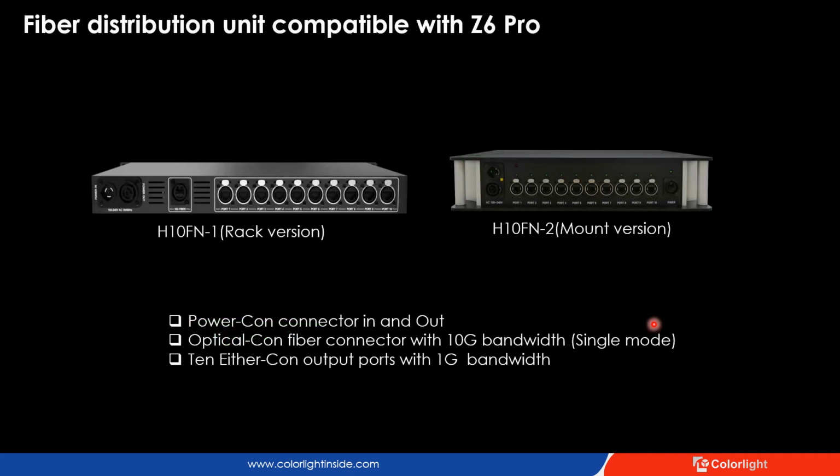The H10FN fiber distribution unit is the only fiber breakout model that is compatible with the Z6 Pro processor. There are two versions. The H10FN-1 is the rack version, which can be installed in a standard 1U rack. The H10FN-2 is the truss mounted version, especially designed for rental purposes. It can be mounted to the truss behind the LED screen, where there is usually limited space. Besides the exterior, they are functionally the same.